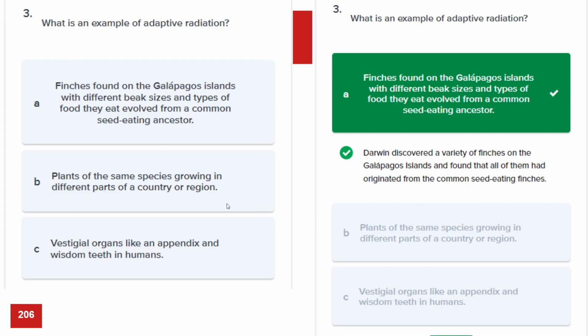Okay, so B is just kind of an example of biogeography where Pangea spread apart, and that's why you see the same species growing in different parts. And vestigial organs are kind of organs that are left over that aren't used anymore. But that is not an example of adaptive radiation.